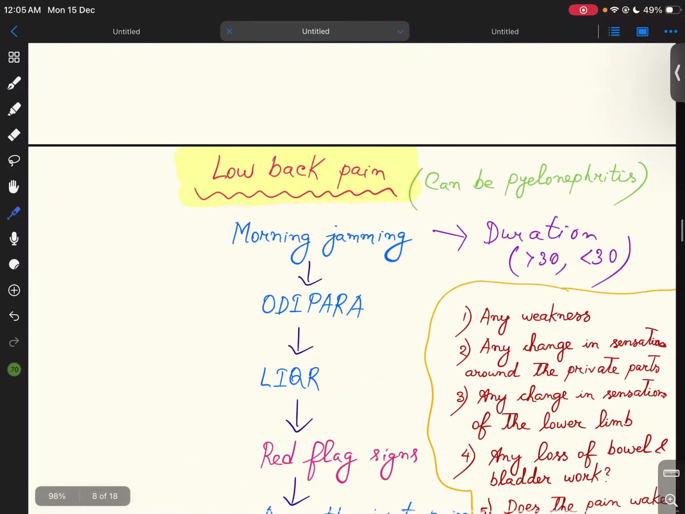So this is all for low back pain. Please ask me if there is any question from this discussion.